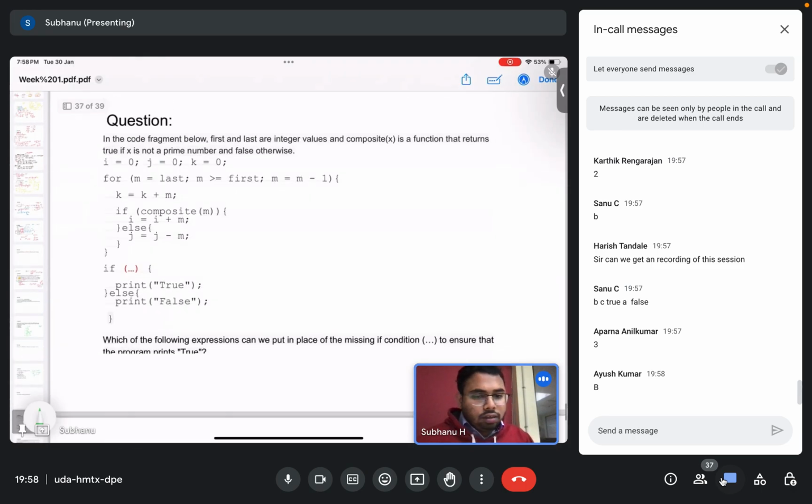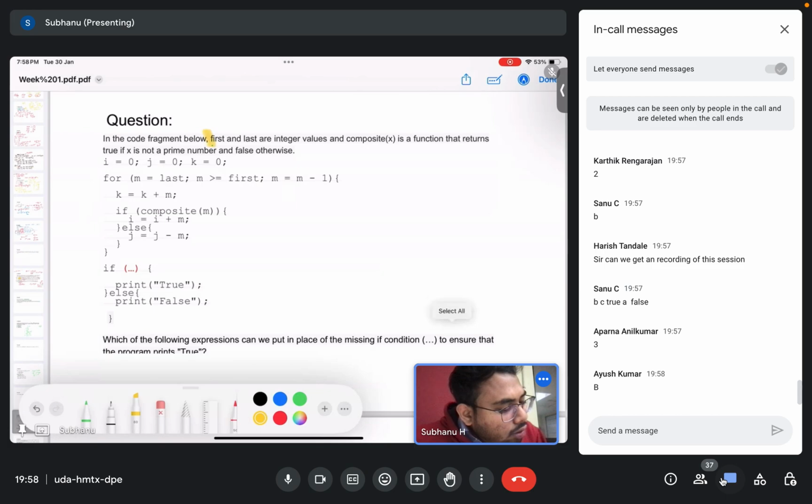Now this is our last question. Here, in this code fragment, first and last are two integer values, and composite x is a function. This function returns true if x is not a prime number and false otherwise.